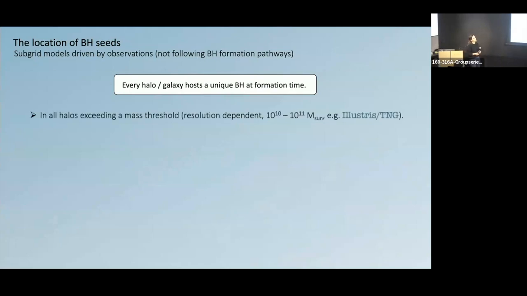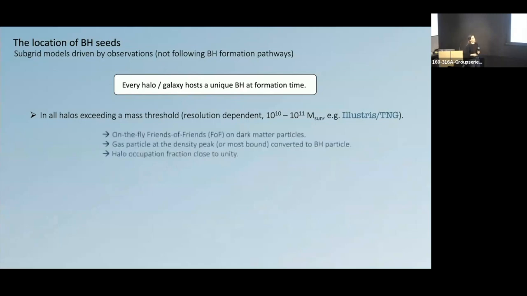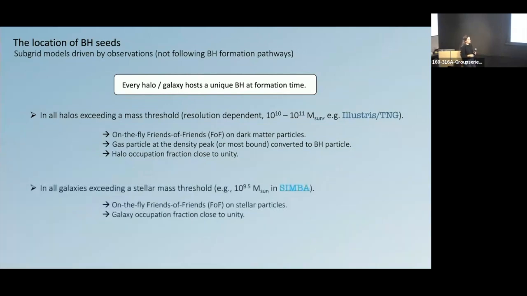Most of the simulations just employ a halo mass threshold, right? Every time you have a halo that is resolved, reaching a given mass, then you form a black hole in the center. So you use an on-the-fly friends-of-friends on the dark matter particles, and then the most bound particle, or the particle at the peak of the density field, is basically converted into a black hole. Some simulations like SIMBA instead use the stellar mass of the galaxies, but it's the same idea, that you want all galaxies to have a black hole.